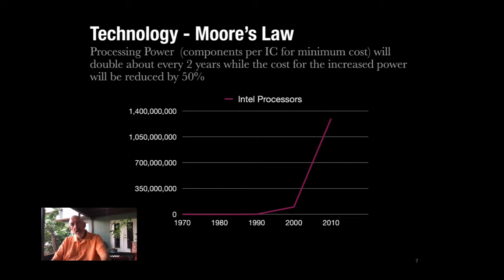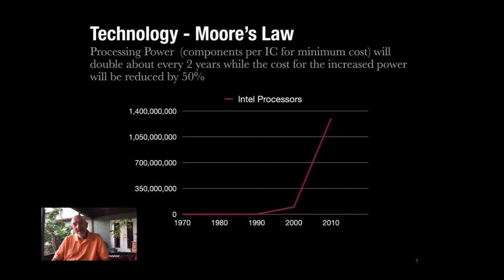Let's go on. Now, technology is interesting because technology is actually driven by Moore's Law. And Moore's Law says that processing power will double every 2 years, while the cost for the increased power will be reduced by 50%. So what I'm showing you here is the number of transistors that sit on a chip, an integrated circuit chip.